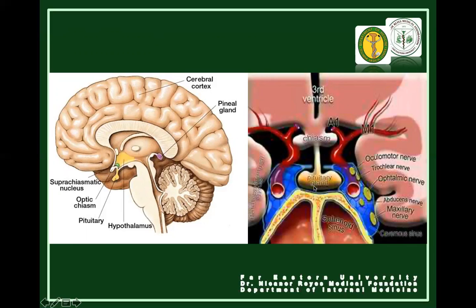So here, if you look at this view, this is your pituitary, this is your sphenoid sinus, this is your sella, and lateral to it would be your important vessels. Okay, so you have your oculomotor nerve here, your trochlear, and your ophthalmic nerve, as well as your abducens and maxillary nerve here. Okay, and remember, I've mentioned to you, this is your chiasm superiorly, this is your third ventricle.